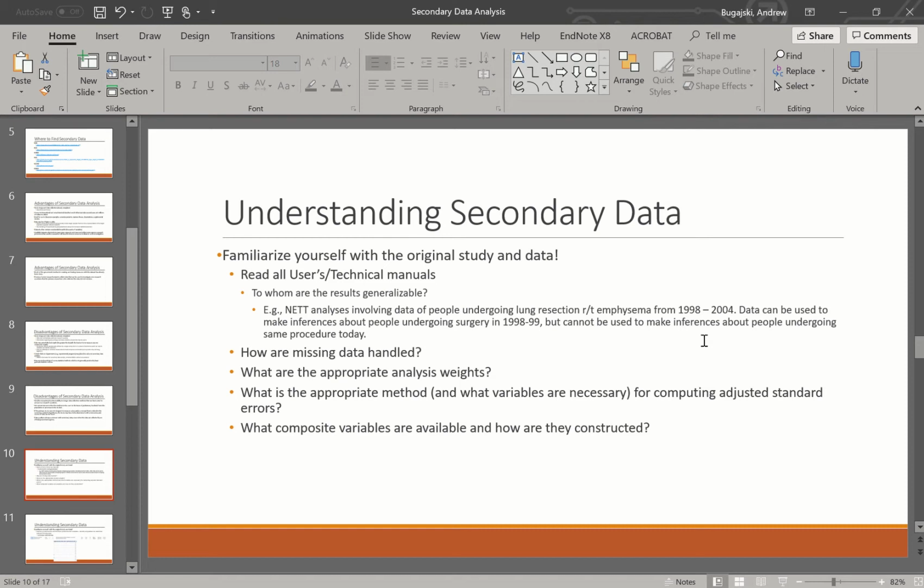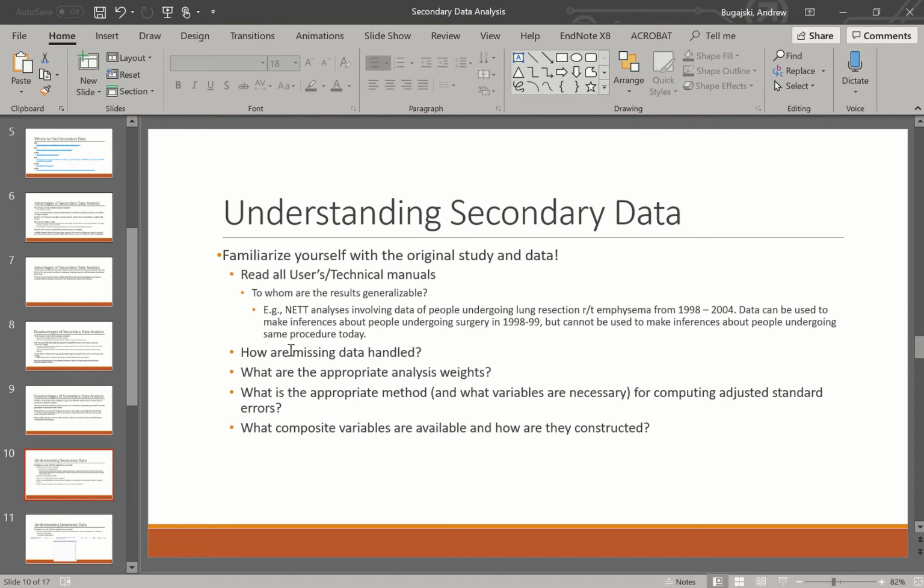Can we make inferences about other variables in the follow-up period? Maybe. Can we use it as supporting data? Yes. But can we make surgery outcome inferences based off something that happened 20, 21 years ago? We cannot. So it's important to know this information. Can we make valid conclusions that are applicable to today's people?